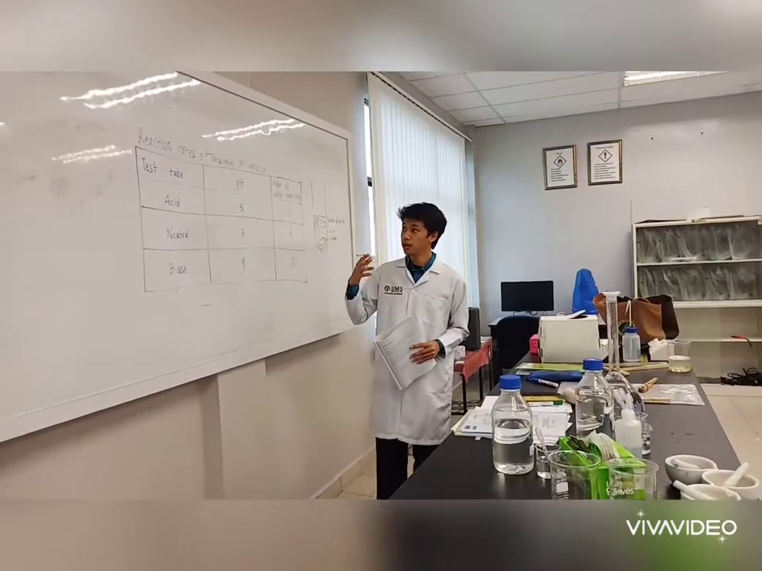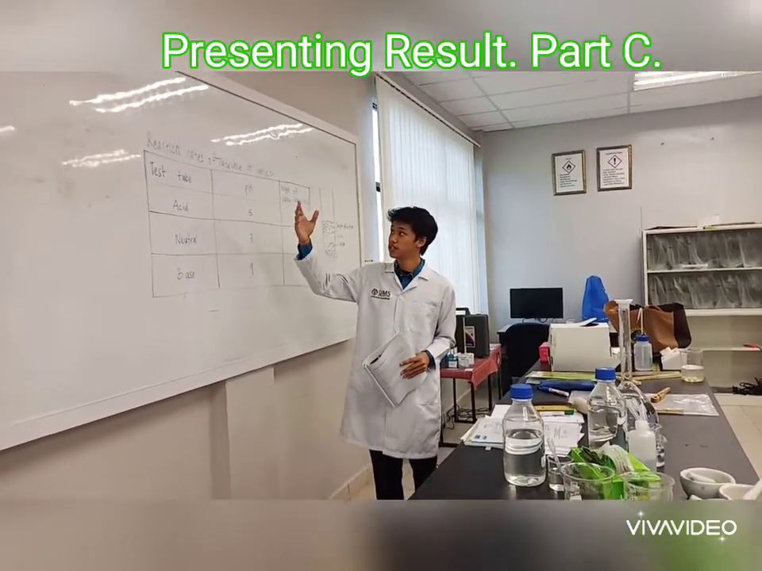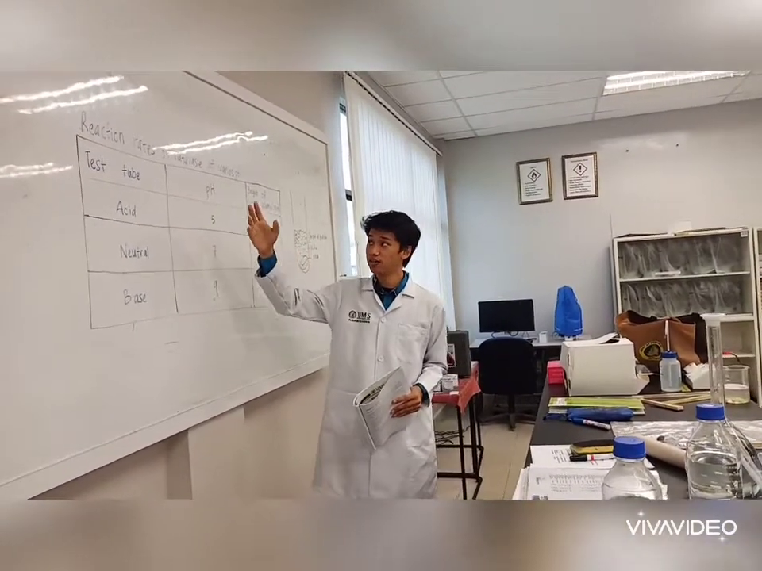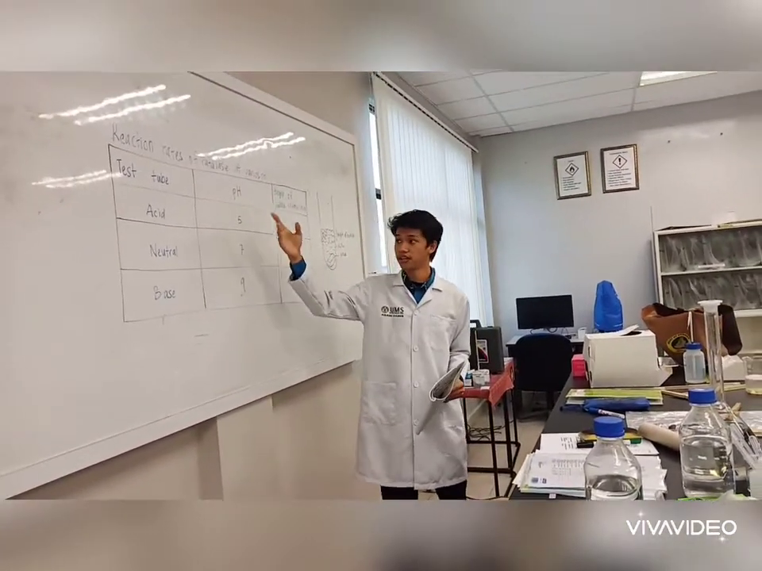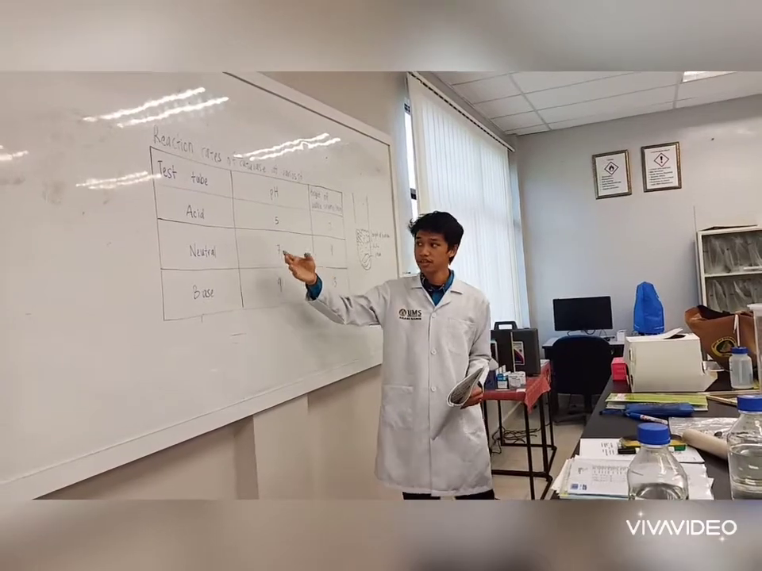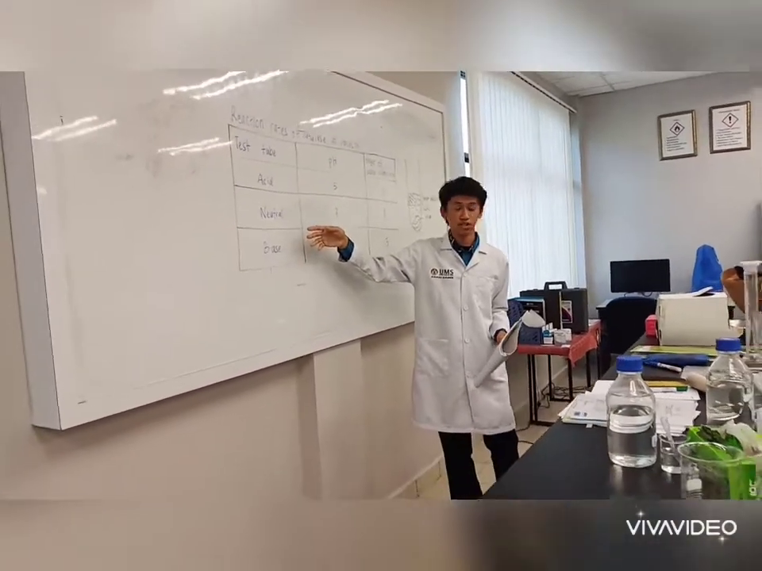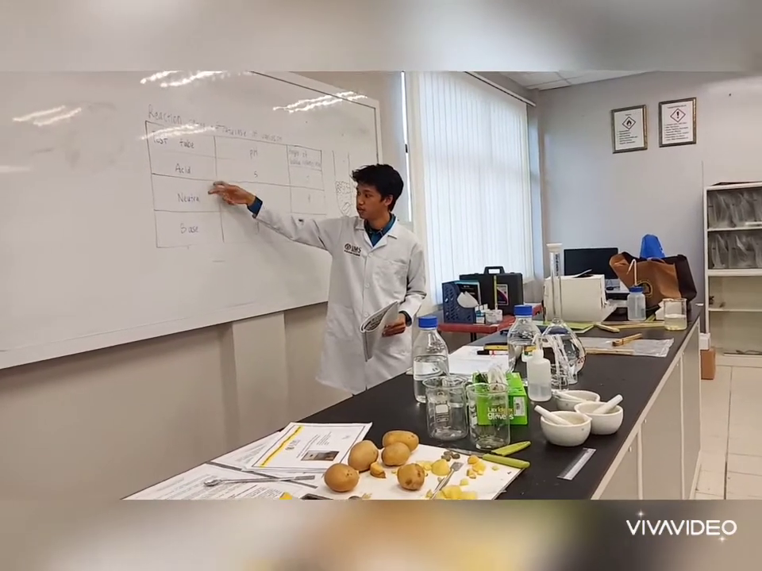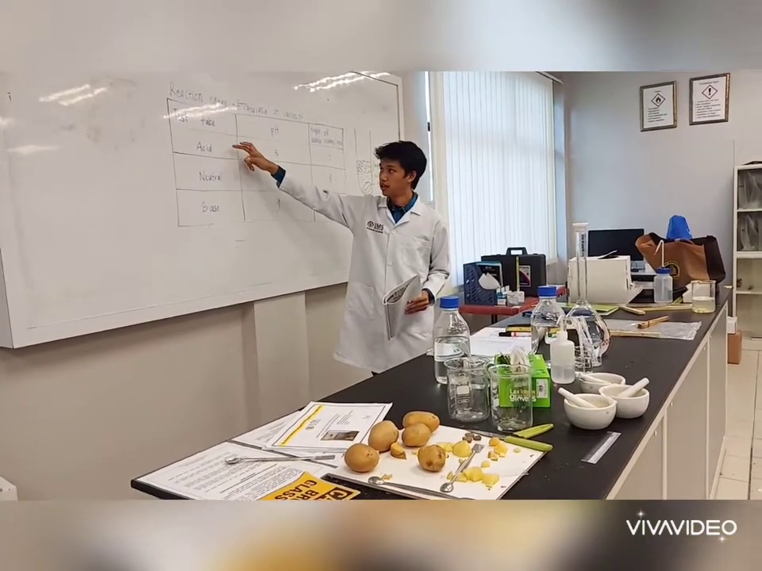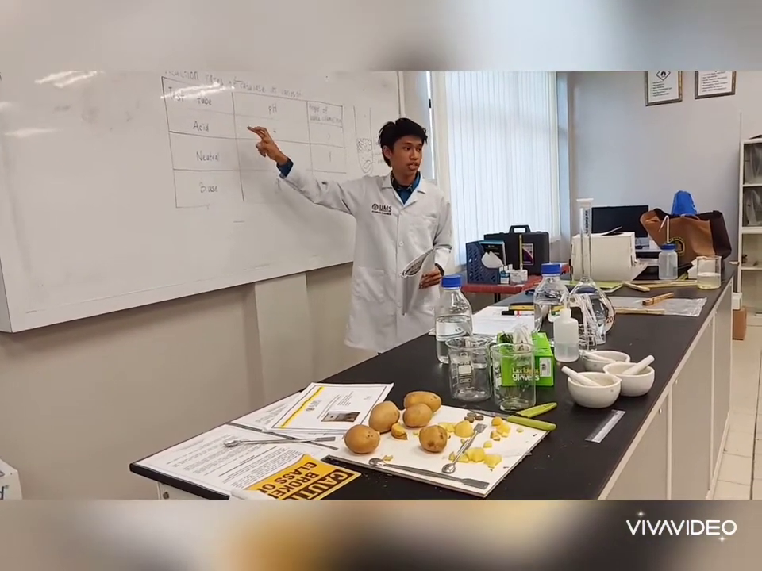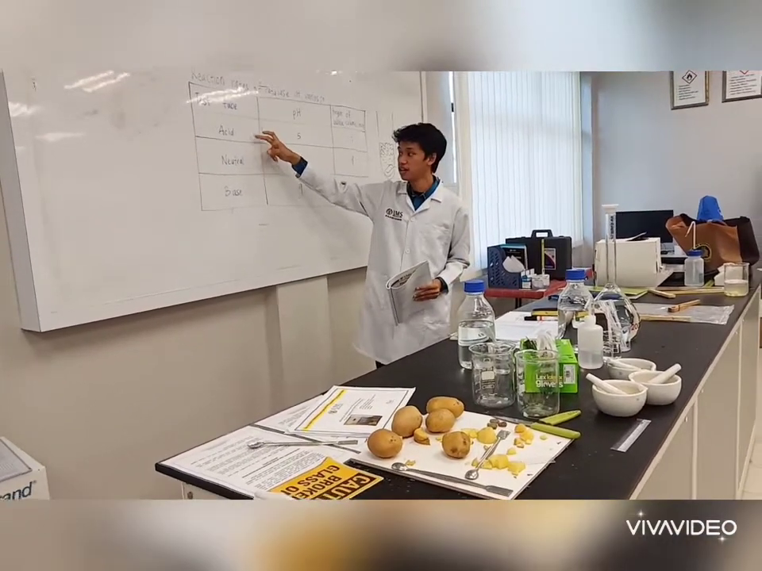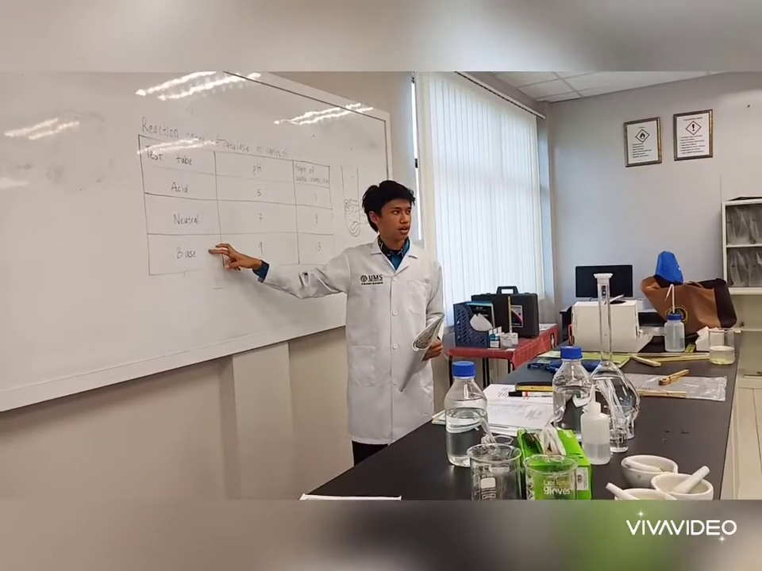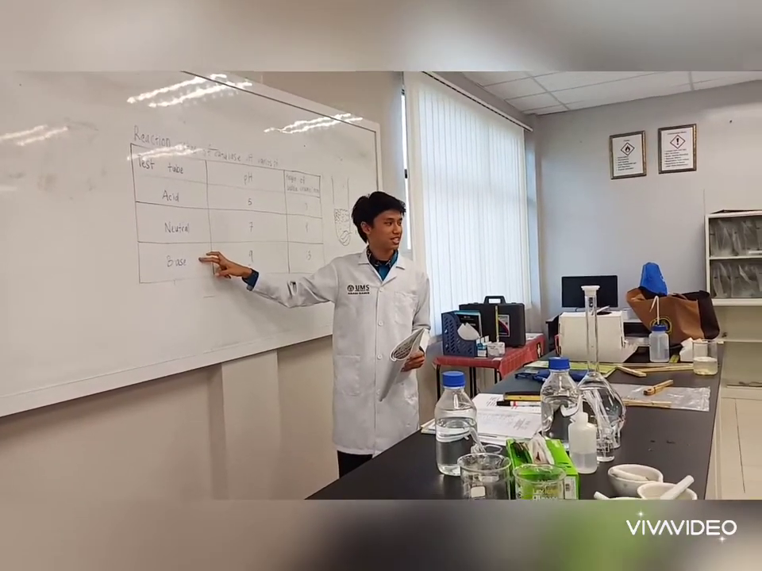Going to test how does the pH levels affect the reaction rates of the catalyst. So as you can see here, there are 3 types of test tubes. We get acidic, neutral, and base. The acidic test tube is placed with HCl, neutral distilled water, and base sodium hydroxide.